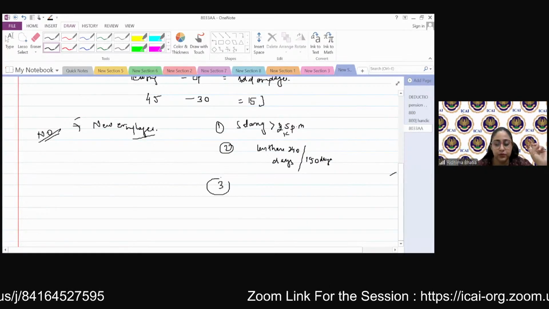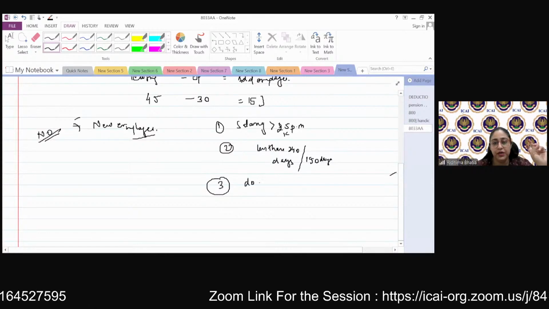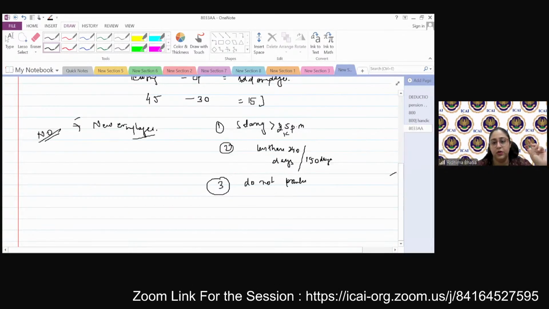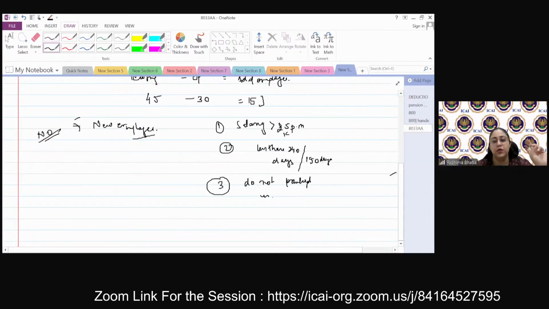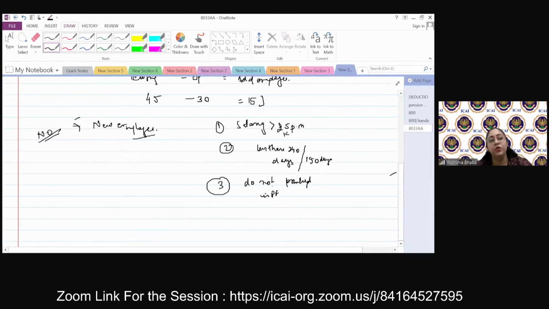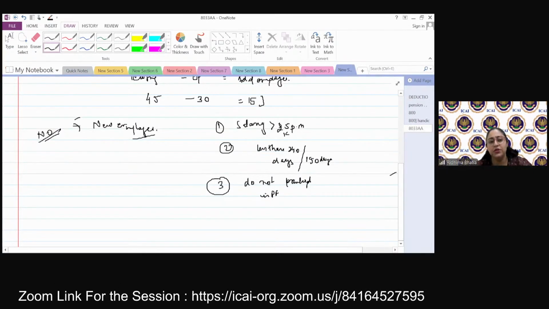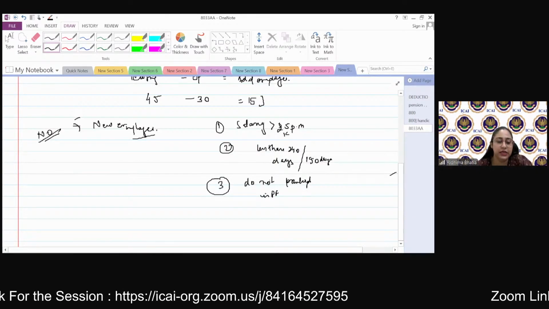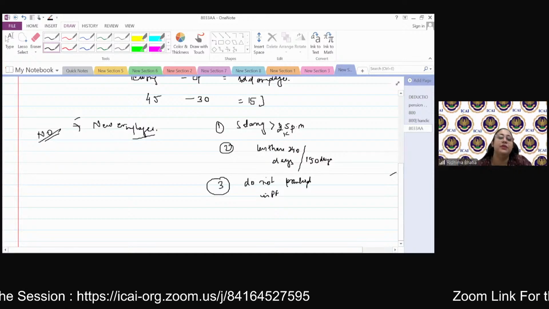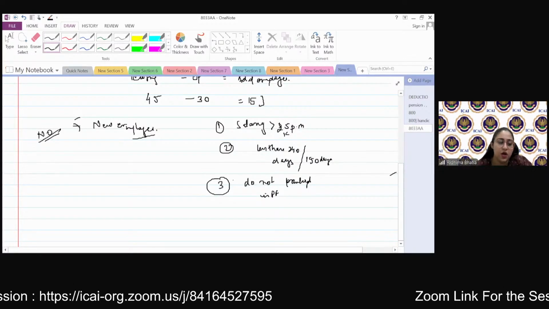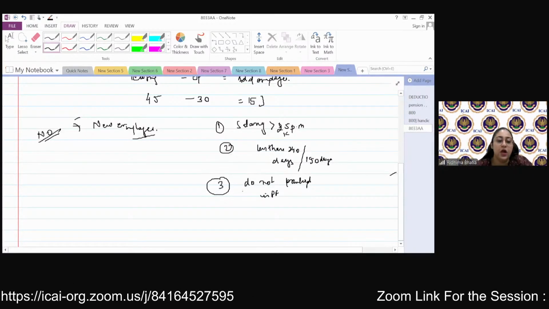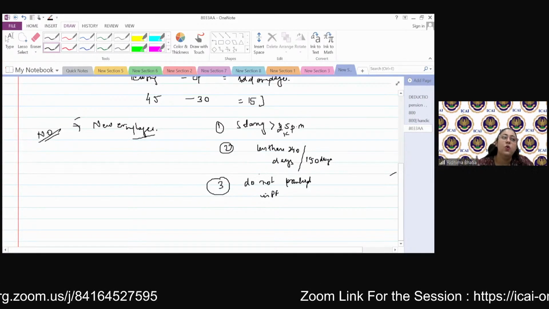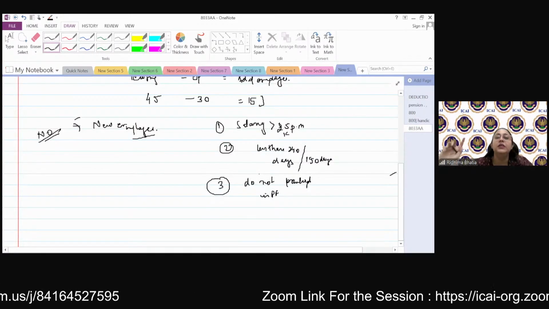Third, employees who do not participate in provident fund. So who will be in provident fund? All regular employees. Casual employees will generally not be in provident fund. So a person who has not participated in the provident fund is also out. He's also out.